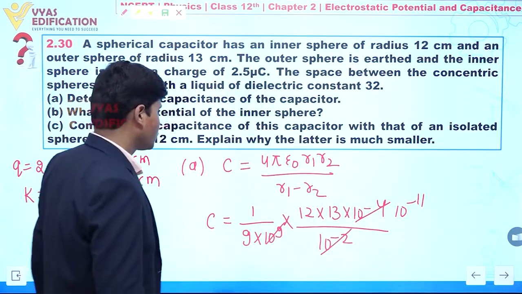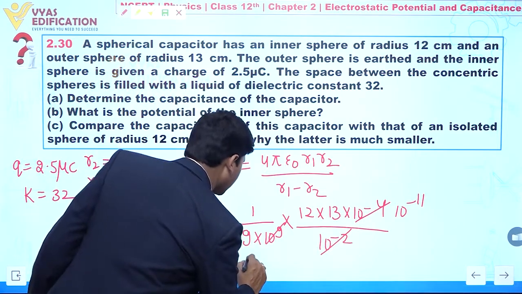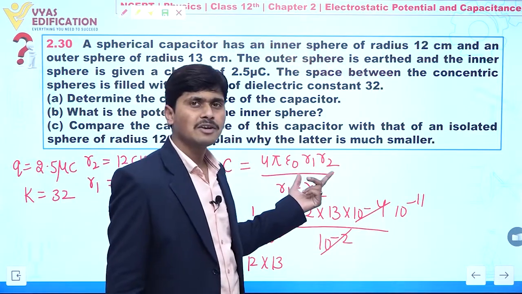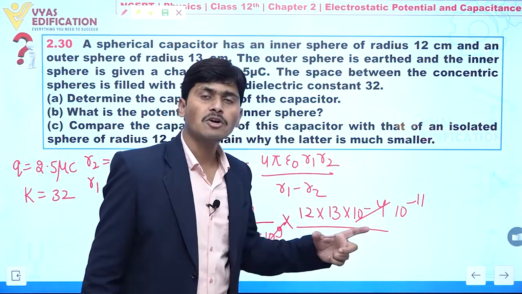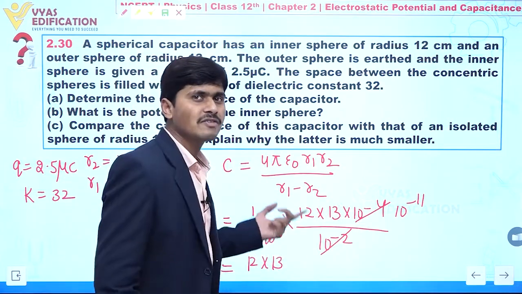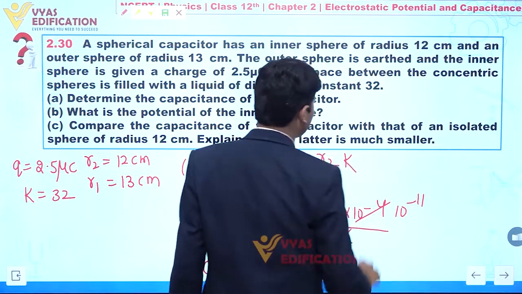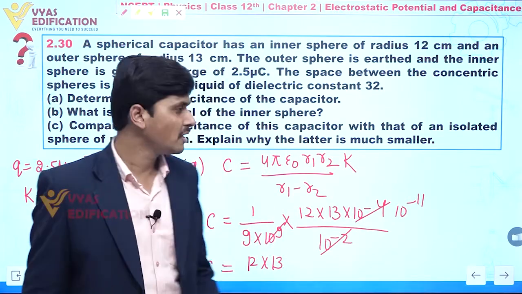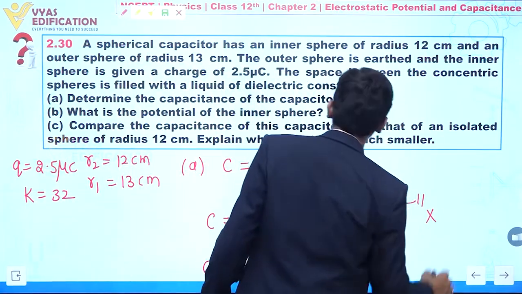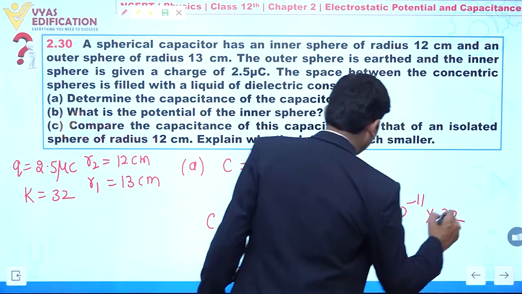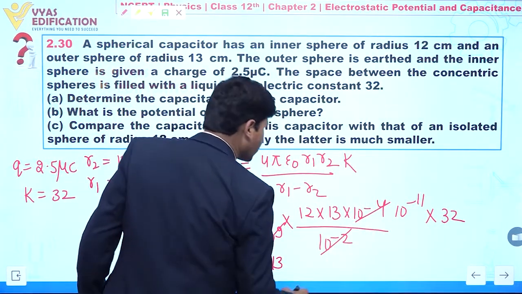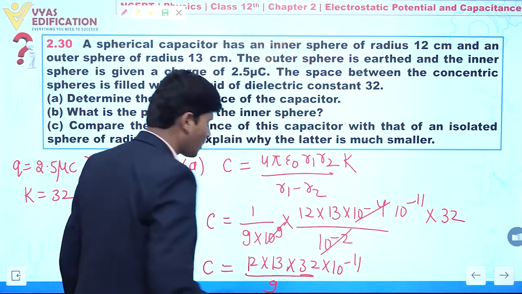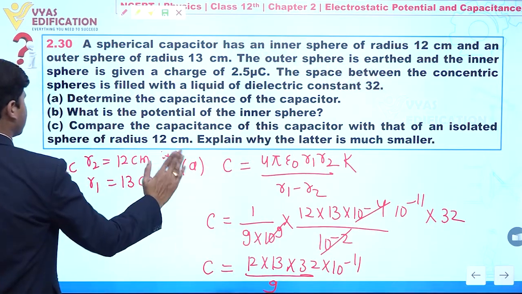Yes or no? Now we can write like this, value of C is given by 12 into 13. Now the important part is here, I am writing here only epsilon naught, because epsilon naught we write only where there is air or vacuum, but here a dielectric is also given, so we will also multiply it with K, because here we put 4 pi epsilon and epsilon is the permittivity of a medium. Clear? So we have to multiply it with K also, value of K we have 32. Clear to you? So we can write like this, 12 multiply 13 into 32 into 10 to the power minus 11 divided by 9. Clear? So now I am calculating here.